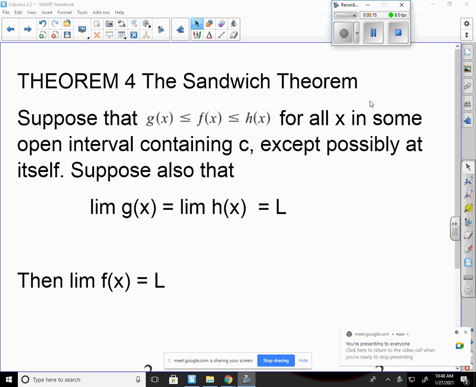Suppose that g of x is less than or equal to f of x is less than or equal to h of x for all x in some open interval containing c, except possibly at c itself.